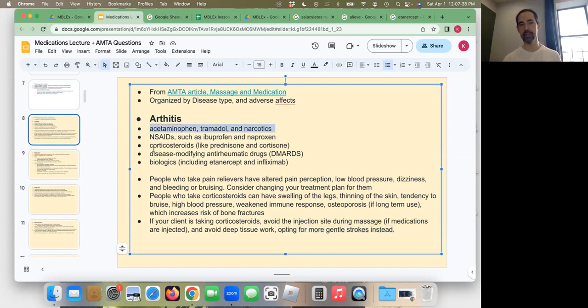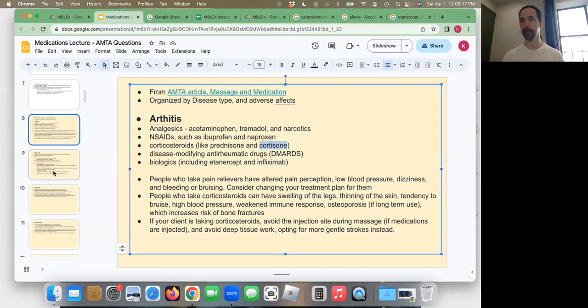We looked at 5 classes of drugs, 3 of which I definitely want you to know. Acetaminophen, tramadol, and narcotics, those are analgesics. NSAIDs, which are ibuprofen and naproxen, and then steroids, corticosteroids, prednisone and cortisone. Cortisone is produced internally, and prednisone, I think, is just the manufactured version of cortisone. Any questions about any of that?